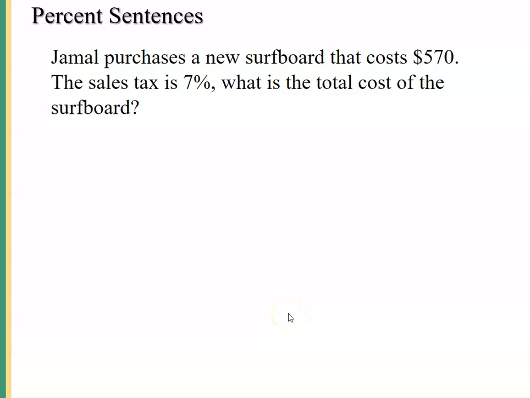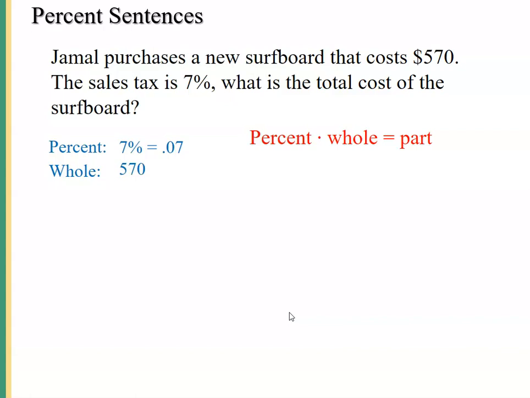So last one, let's try to practice this one. Jamal purchases new software that costs $570. The sales tax is 7%. What is the total cost of the software? There is a tax on the $570. The percentage is 7%, and the whole is 570. So what is the part? You will have 0.07 times 570, and the part is 39.90.